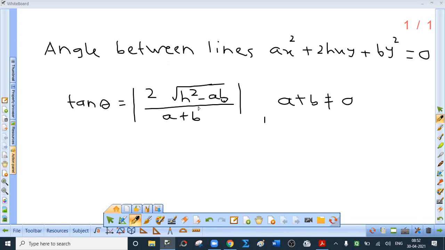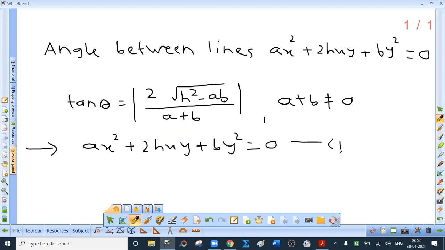Okay. Actually, there are two methods. I'll explain both the methods. Let m1, m2 be the slopes of the lines represented by which equation? Represented by ax² + 2hxy + by² = 0. Okay, I write this as number 1.